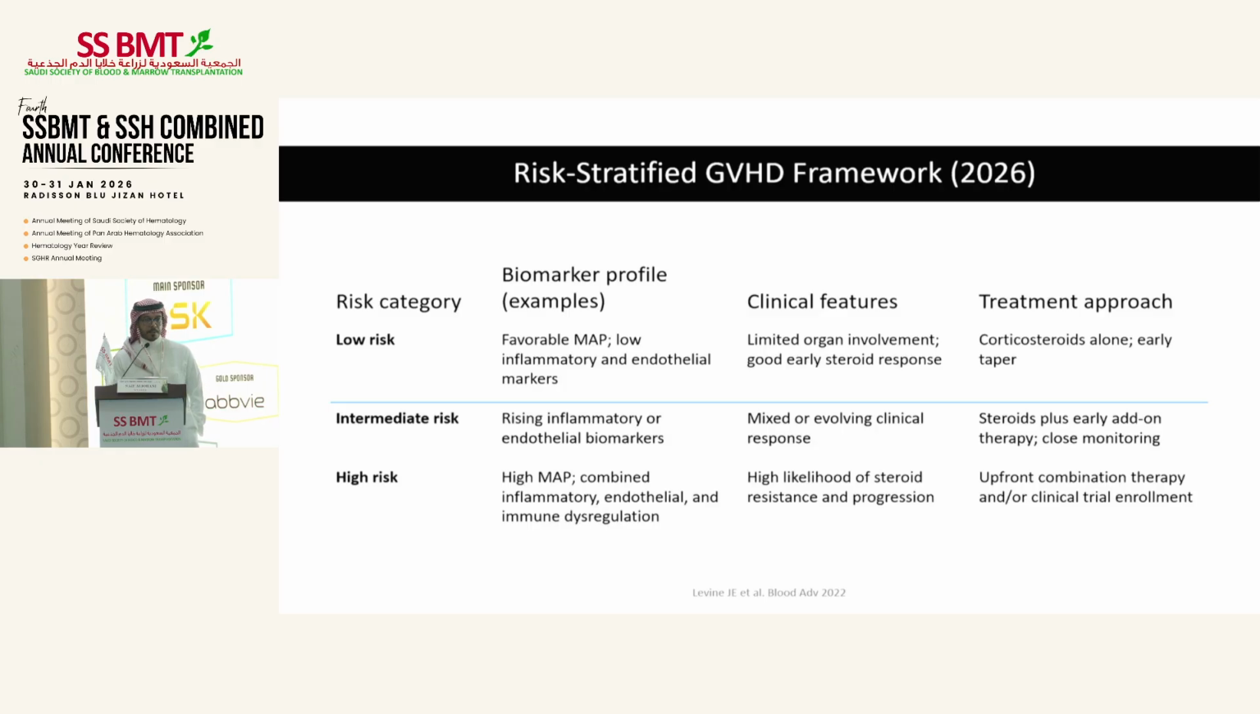And then you have the high-risk patients, who have a high MAP, so they have multiple barriers involved in GVHD, including the epithelium, the inflammatory, the endothelial, and the immune dysregulation. Those patients have a very high likelihood of steroid resistance and progression, and you probably need to think outside of the box. You may want to start upfront combination therapy early, not only steroids, or if you have access to clinical trials, they can be enrolled in a clinical trial. Because even if they receive steroids and Jakavi as a second line, they still have very high non-relapse mortality, as I showed in the previous slide.